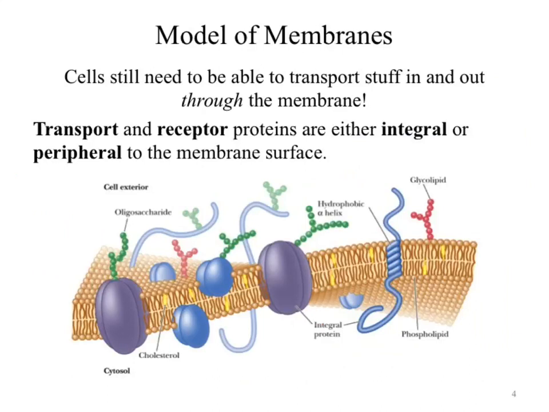Okay. General models of your membranes. We still need to be able to transport stuff through these membranes, so we can't just have a solid wall that prevents all passage of things. Cells have developed proteins to allow for the passage of stuff through the membrane, and we really need those proteins to help that transport.